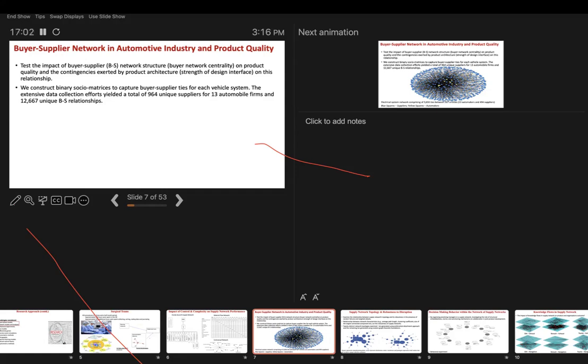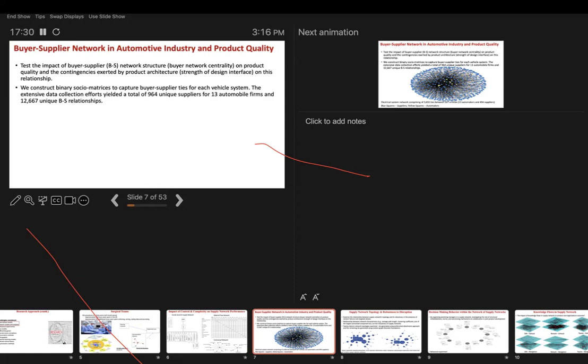Right? So we wanted to examine that connection between the two, the network and the design interface, and see how that might impact product quality, where product quality for us was the number of recalls that happened for that product. How many times products were recalled for that specific system, and what was the recall reason? Because recall could be because of the engine system, it could be because of the electrical system. So we specifically captured the cause for the recall at the system level and then examined that.